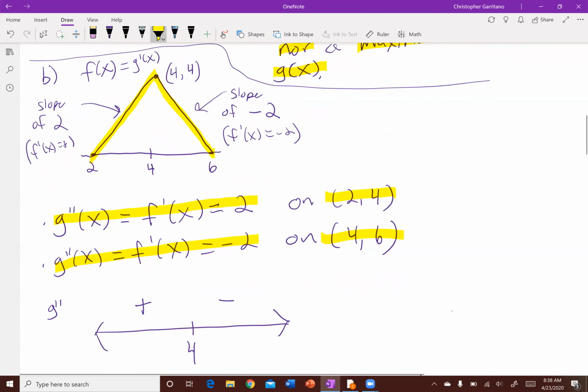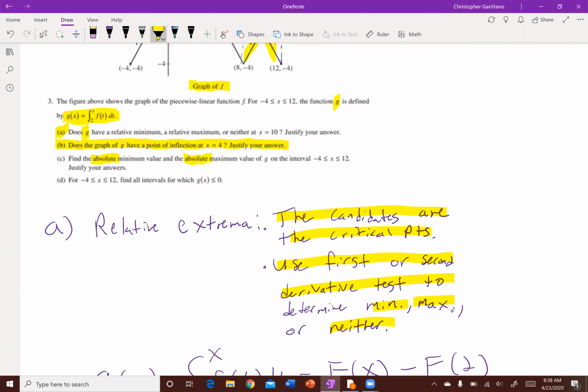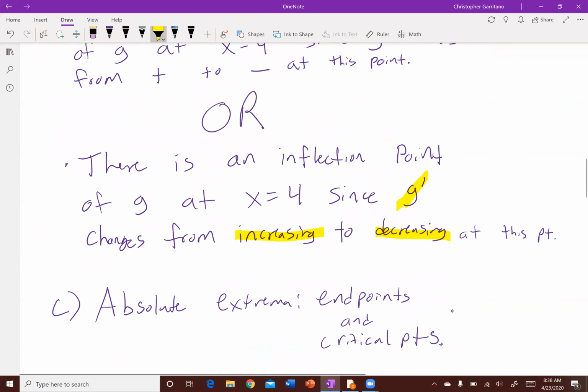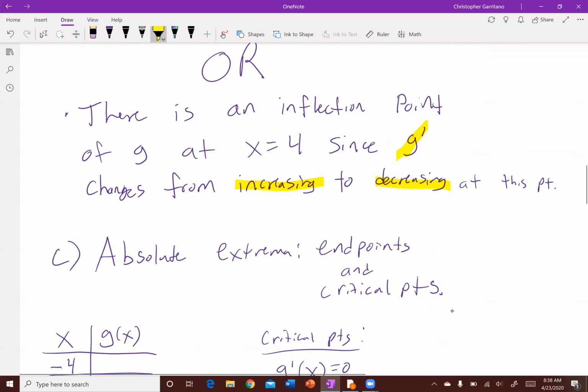Okay. Part C says, find the absolute minimum value and the absolute maximum value of g on this interval. Notice it's a closed interval, and then of course we have to justify our answer. So part A deals with relative extrema, part B deals with absolute extrema. The major difference is there are now more candidates in play for absolute extrema. So the candidates are your endpoints as well as your critical points.